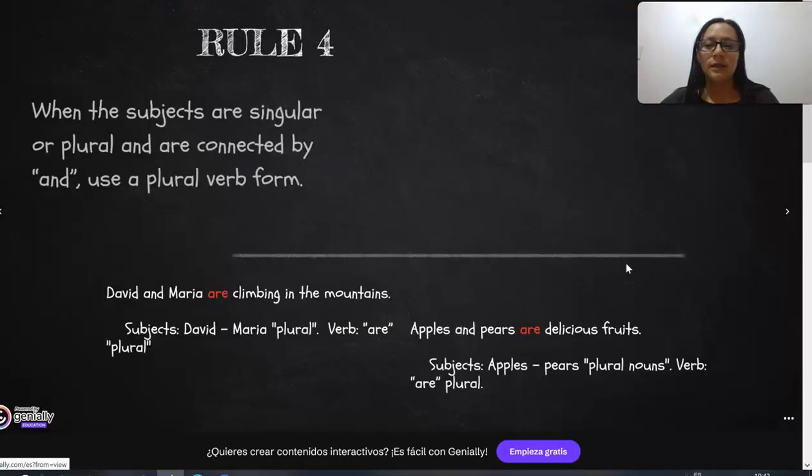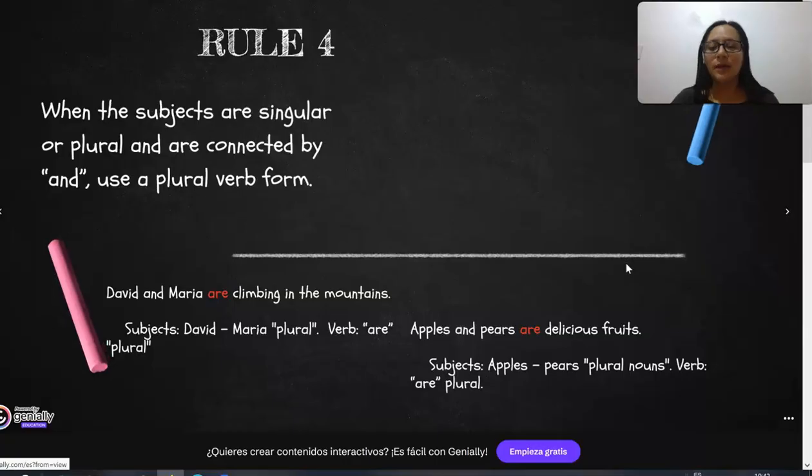Okay, and now rule number 4. When the subjects are singular or plural and are connected by and, use a plural verb. Yeah, this is actually very easy because here I have David and Maria, and then apples and pears. Both are connected by and, so I use a plural verb, are and are. Basically, this is very easy.